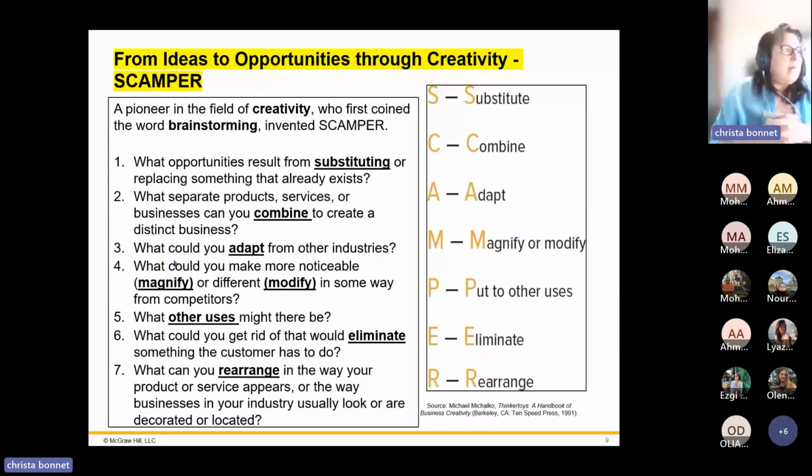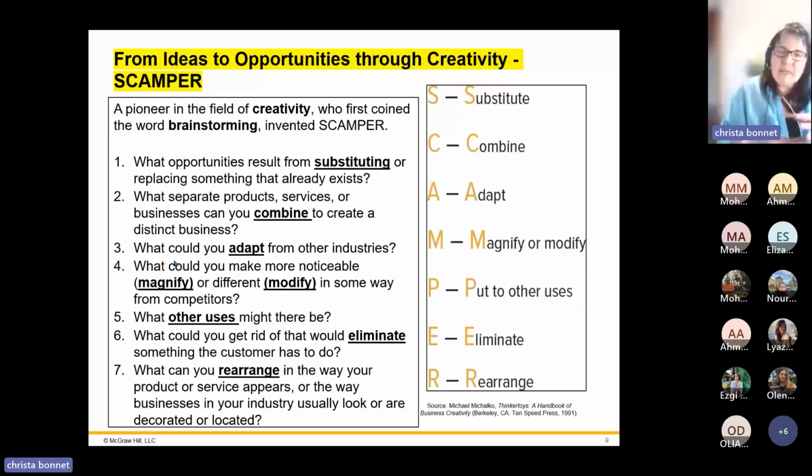Okay. Then number 6 is the E in eliminate. How could you get rid of, or eliminate, something the customer has to do? So let's say there's an ineffectiveness in a process, whether it's resource or cost. It doesn't matter if it's human resource or time or cost resources.